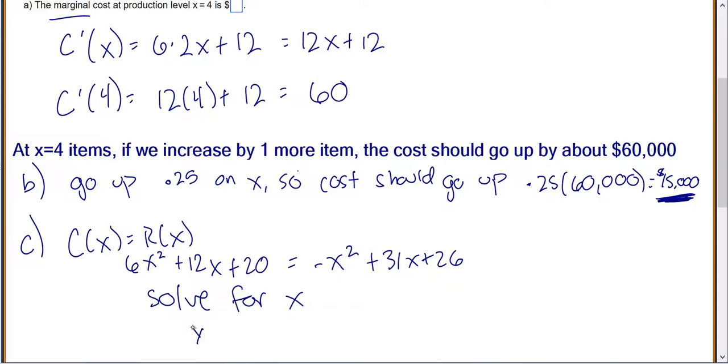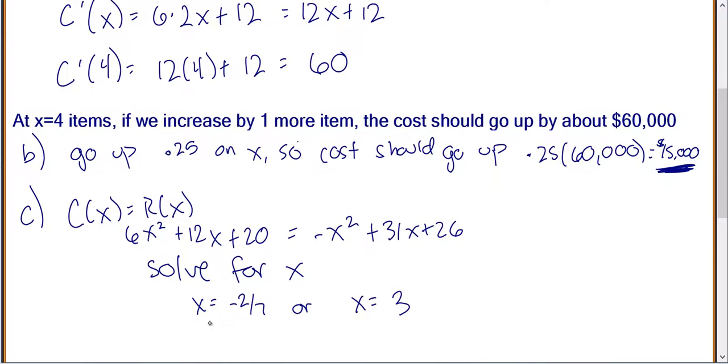And we get that x equals, let's see, what did we get? Negative 2/7, or x equals 3. Now, you can't produce negative items, so just ignore that as nonsensical. So our break-even point would be at 3. So at 3 items, our cost and revenue would be the same.